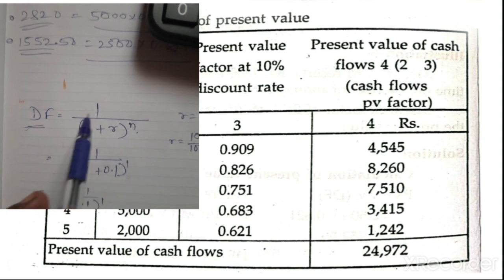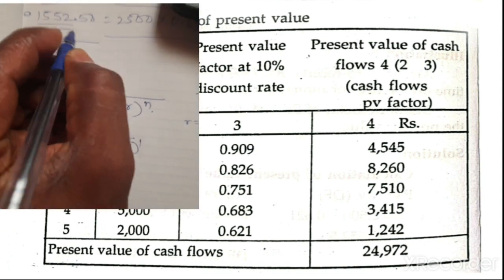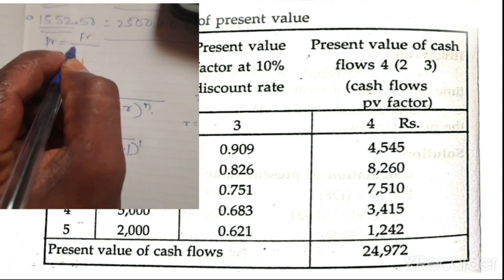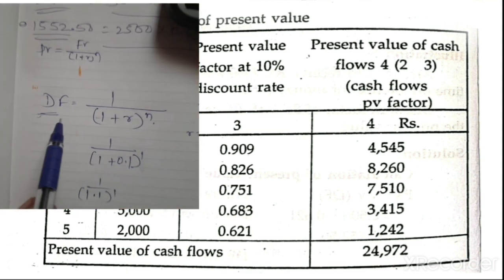So this is not present value. The present value formula is different. I am not talking about present value, which is present value equal to future value divided by 1 plus r raised to n. I am not talking about this. I am going to talk about the discounting factor.